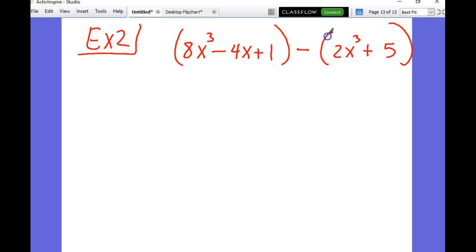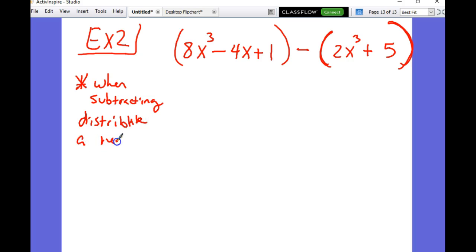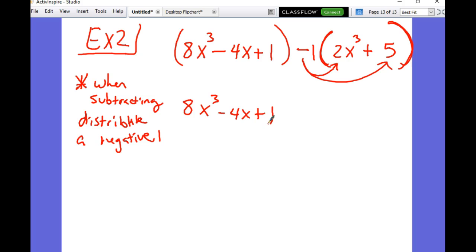So when you are subtracting this binomial over here, you're really subtracting each term. A good way to start is to write this note: when subtracting, we're going to distribute a negative 1. Think of this as a negative 1, and we're going to multiply that into this second set of parentheses, because we're subtracting it. So now I'm going to have 8x cubed minus 4x plus 1. That one's staying the same. But in this second set, both of these change their signs.